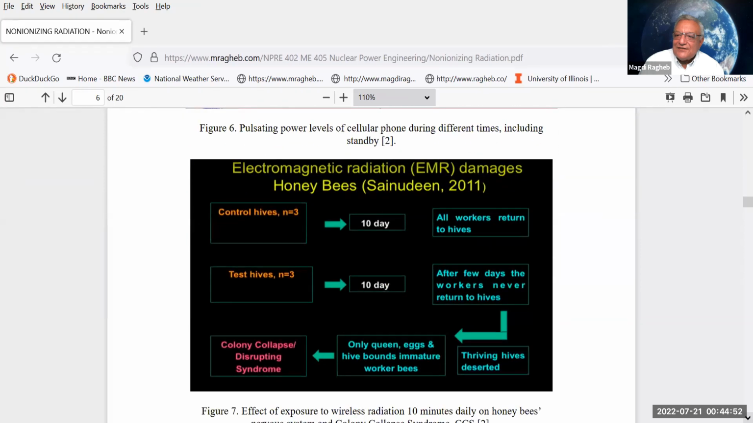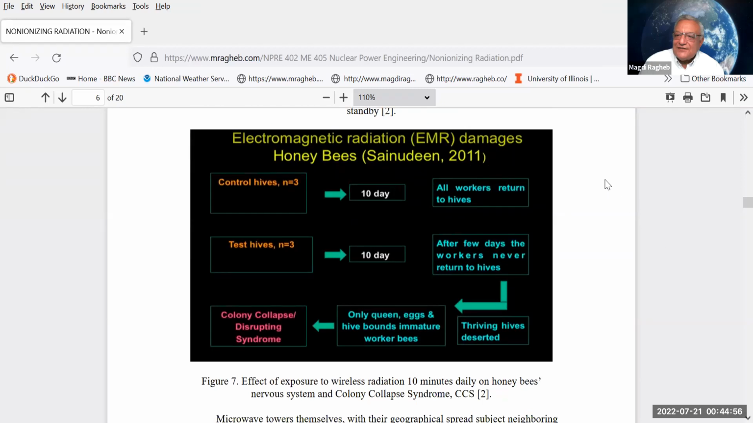And people have started experimenting when they found that honeybees as a biological system are escaping their beehives. So they used test hives in which they located a phone inside the hive. And over 10 days, after a few days, the workers leave the hive and do not return. So definitely there is a biological effect that people think is affecting those bees, and the bees become the canary in the coal mine. It used to be that coal miners would take canaries in cages when they got into the coal mine to warn them about high levels of methane that could kill them. The control hives had all the bees return back to the hive.